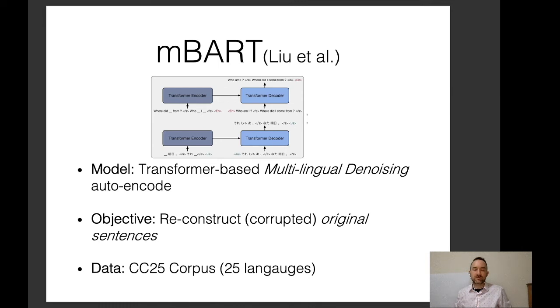This variety of method has also been applied to multilingual learning. The way it works basically is you take data from a lot of different sentences and feed it into a BART style model along with a language tag, which is used to indicate which language you're handling. They have a transformer-based model that uses multilingual denoising autoencoding, where the goal is to reconstruct original sentences from the corrupted output. They use the Common Crawl 25 corpus over 25 languages, which just contains lots of text from the web.